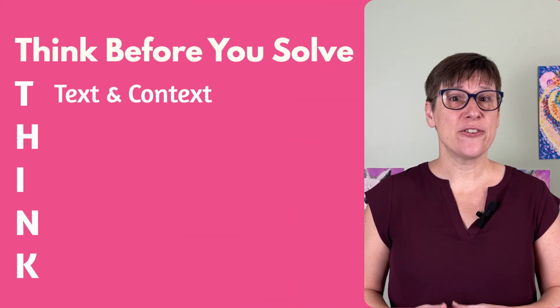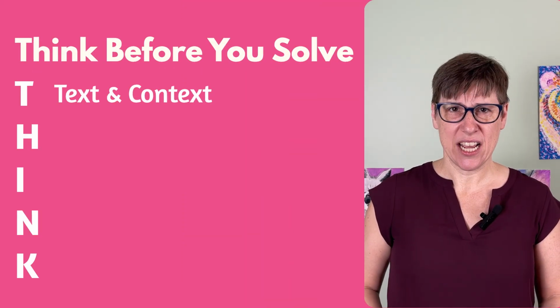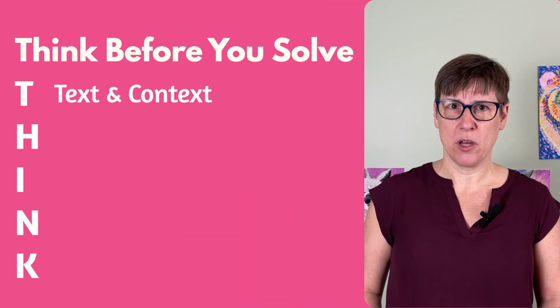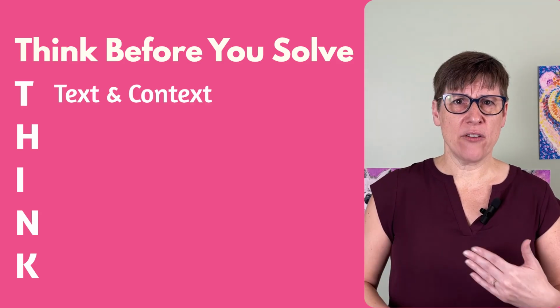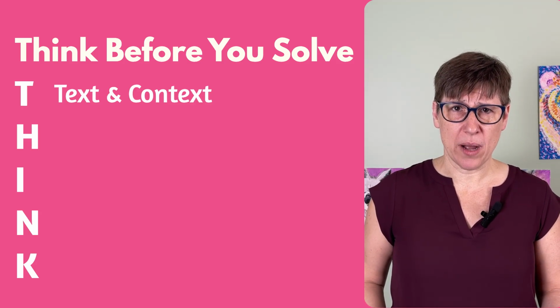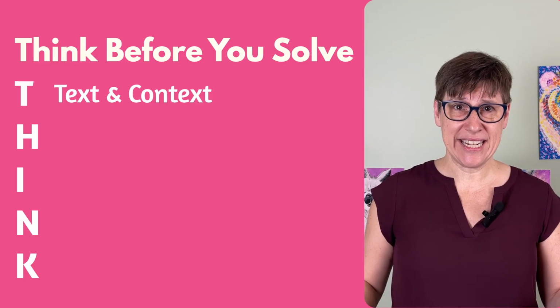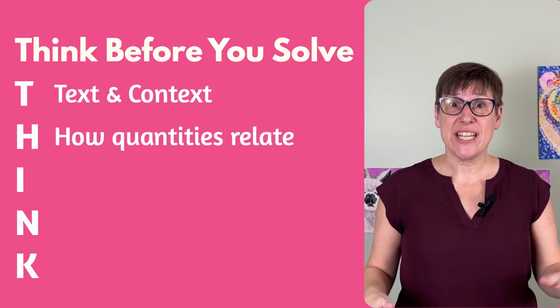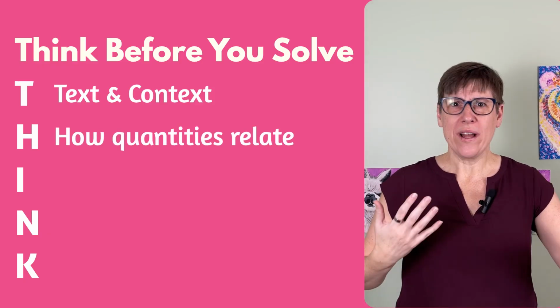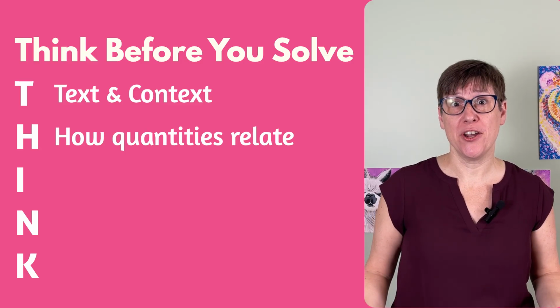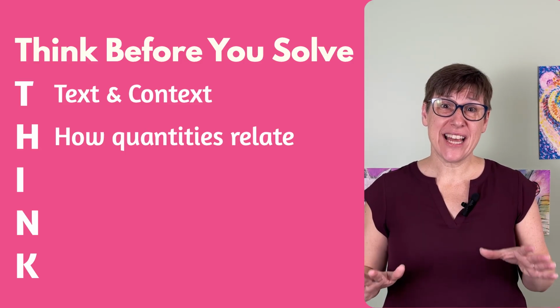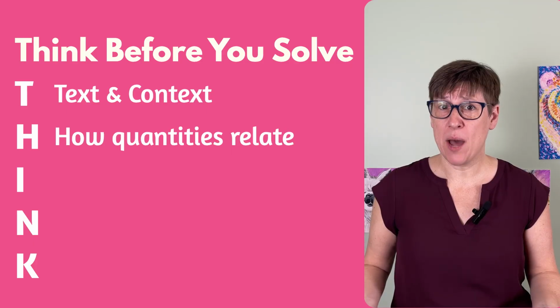So T is for text and context. What's happening in the word problem? What do we need to find? How do things unfold in the word problem? We're not dealing with any numbers at the moment. H is for how the quantities relate. What's the connection between them? What are we being asked to find? What's the unknown, in other words? Students identify the goal, not the operation.